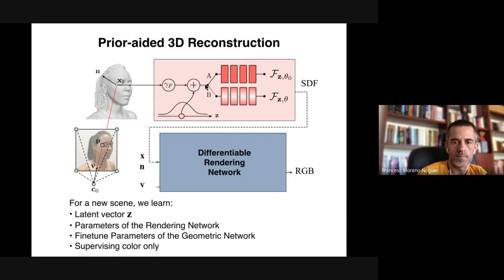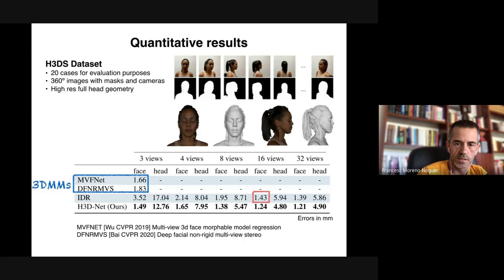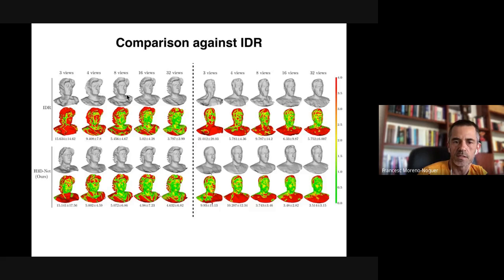Let me jump to the results. This slide probably best represents the comparison against a method that doesn't use the prior. In this row you can see the original differentiable rendering method without the prior, with three views, four views, 8, 16, and 32. With three views the error is quite large, while our method with three views already obtains a very good estimation of the 3D geometry. IDR, I would say, fails completely with three views, but in our case, we already obtain a very good estimation because of the prior.